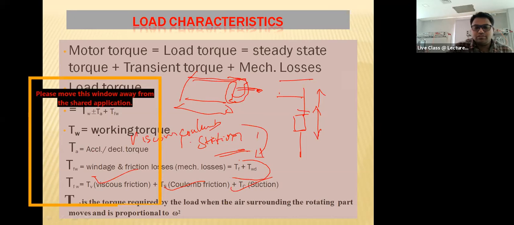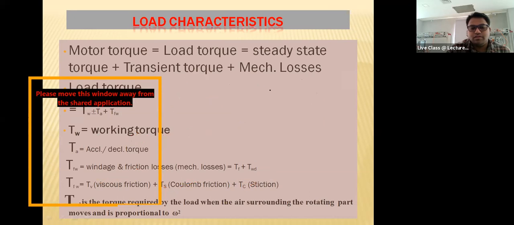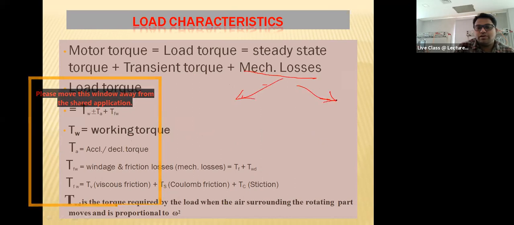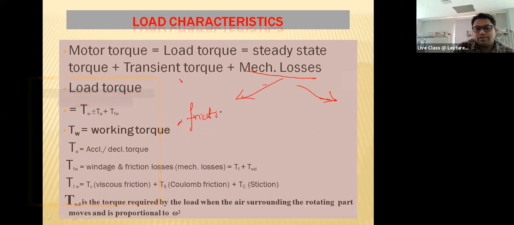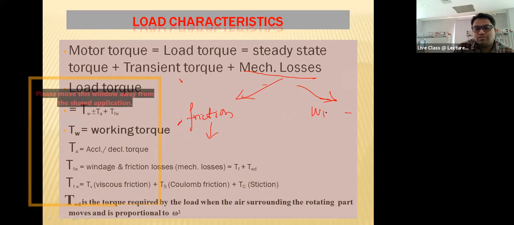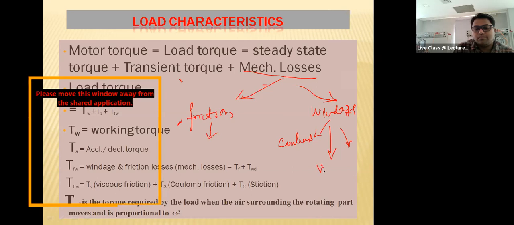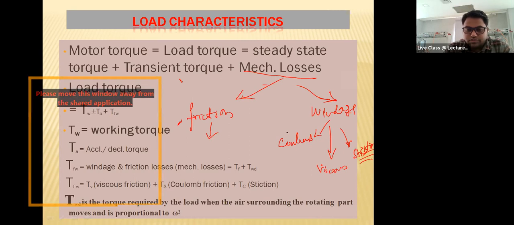See, the total mechanical losses will comprise of two things. Can you tell me what the total mechanical losses are? The total mechanical losses will consist of two items: one is the friction loss and the other is the windage loss. So where is the friction? In the ball bearing, right? And then in the windage losses. Windage losses will be comprised of three items, so that is Coulomb forces, then viscous, and then stiction. So you must remember this. This will come in the short questions most probably.